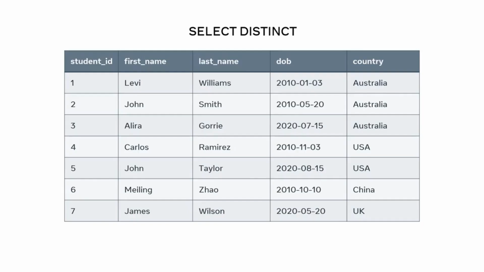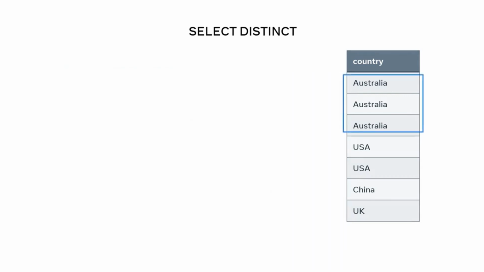You can begin by using a SQL select statement. You can write the select keyword, then country, followed by the from keyword and the student table name. Running this select query gives you 7 records as the result, with multiple duplicate records. In this case, there are duplicate records for Australia and the USA. So how can you eliminate these duplicates and retrieve a unique set of results? You can use the select distinct statement.